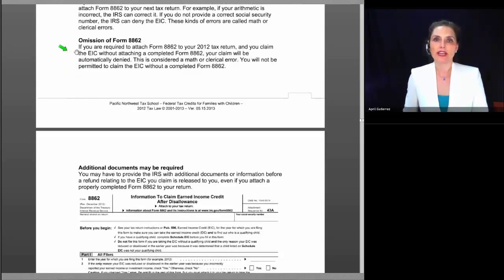Omission of Form 8862. If you are required to attach 8862 to your return to claim the EIC and you don't do so, the earned income credit claim will automatically be denied, unless it was a math or clerical error in the earlier year.